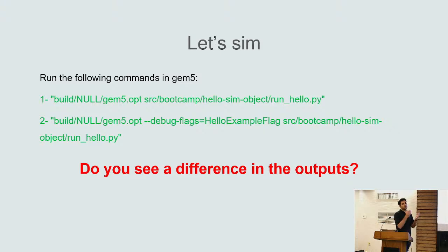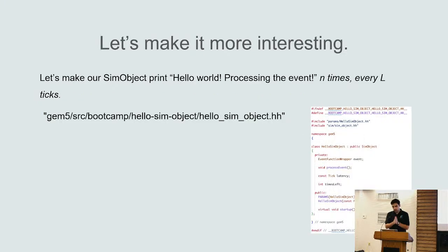Another thing that I wanted you to observe was the max tick, that very huge number that gem5 reported when the simulation was over. So we're going to fix that max tick thing in this section of the tutorial. Let's go ahead and do that.